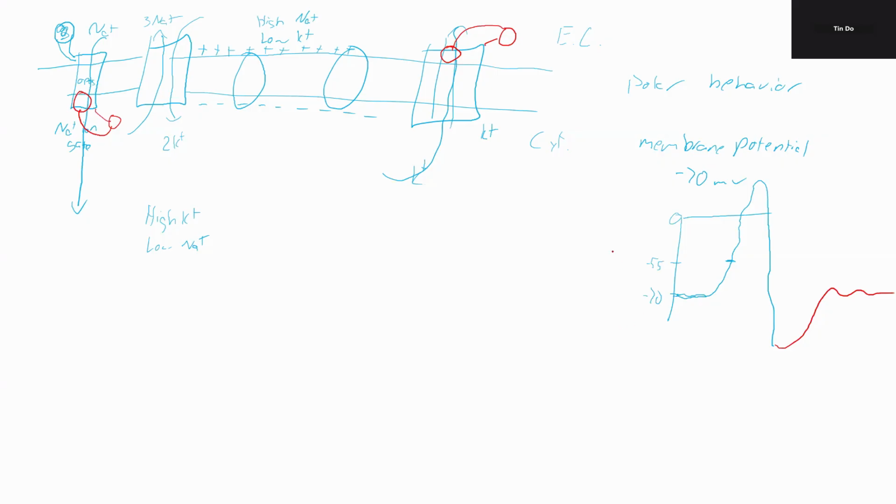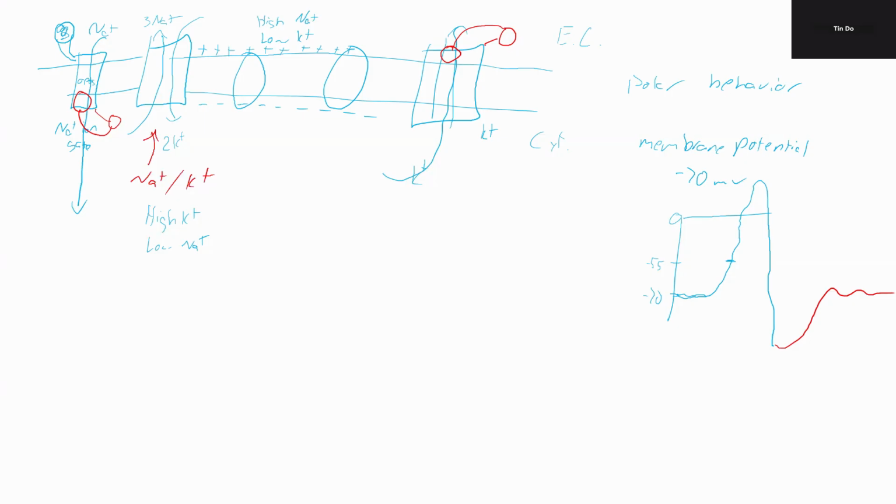Now, for it to completely get to negative 70, it needs to restart the gradient again. And this is where your sodium potassium pump comes into play. Because once everything equalizes, we've got to reconcentrate both sides. So 3 sodium goes out, 2 potassium comes back in. Now remember, everything's shut at this point besides the sodium potassium pump.